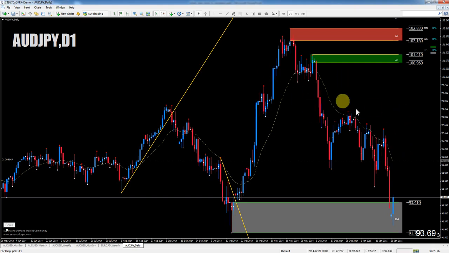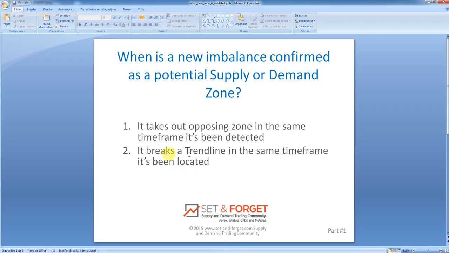if we continue now, as you can see on the Oxygen, we connect the latest imbalances and all that. Then this is supply, etc. And if we break this trend line, the level that is created right here, then this level will be validated. We are talking about trend lines only here. We are talking about the second point. It breaks a trend line.